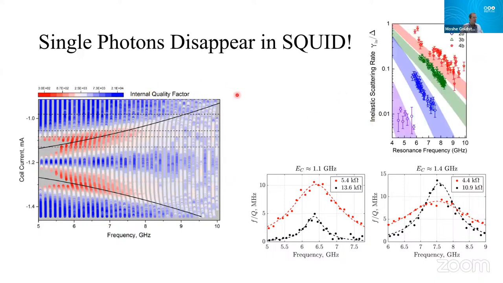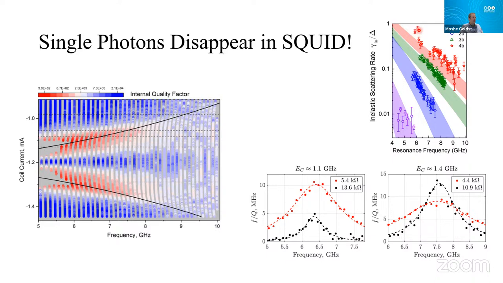You can translate the quality factor into a loss rate. It just means that you send in a single photon and you are not getting it back as a single photon at the same frequency. And that you can translate into an inelastic scattering rate or inelastic scattering probability if you divide it by the mode spacing delta. So this is the inelastic scattering probability, and those are the experimental numbers, and those can reach something which is close to 1. They reach up to 1/3.